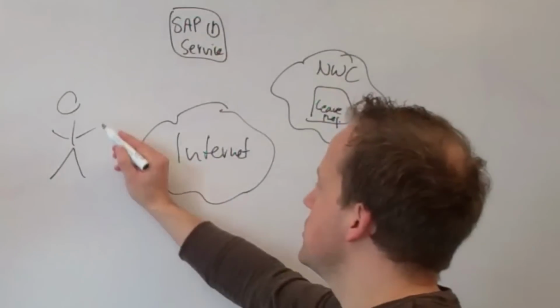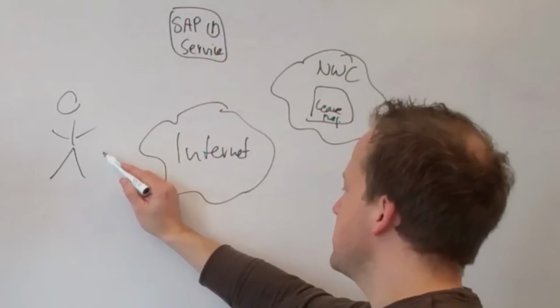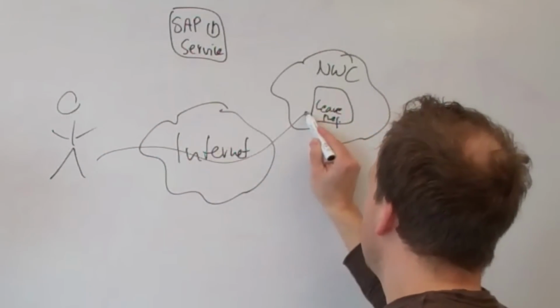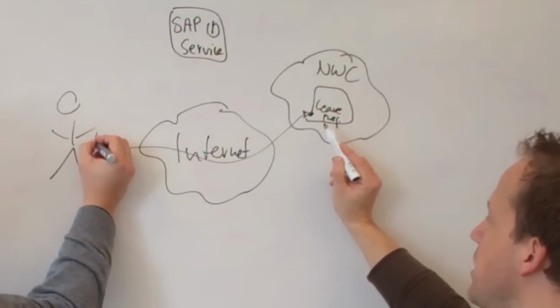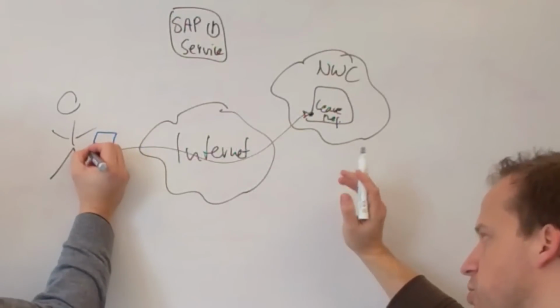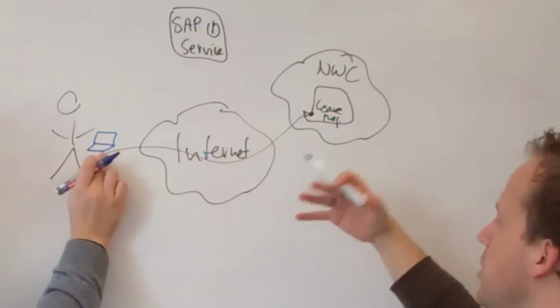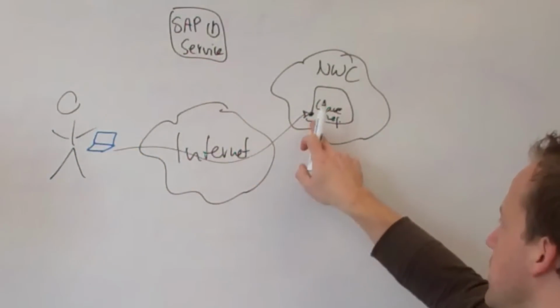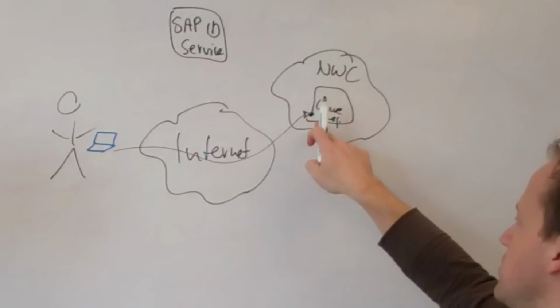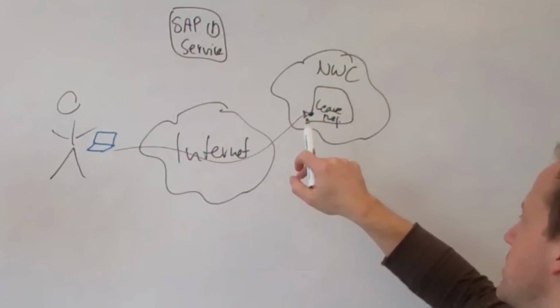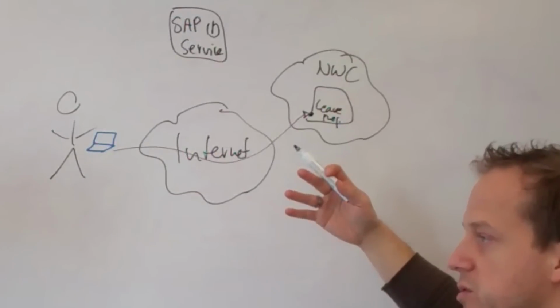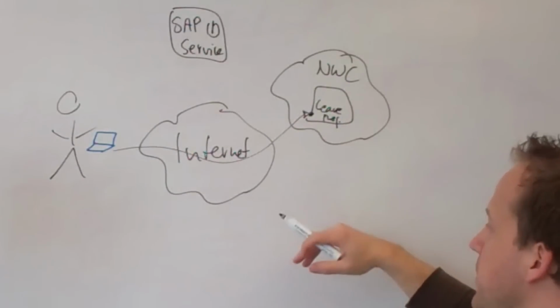So imagine the user, in the first step, accesses a protected URL on this leave request application. He has his computer here. So he starts the browser and clicks on a link that points to a protected URL for this leave request application that requires authentication. So it needs to know who is the user.